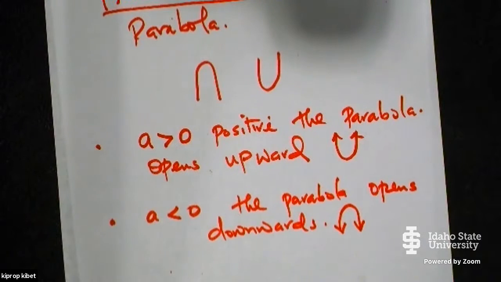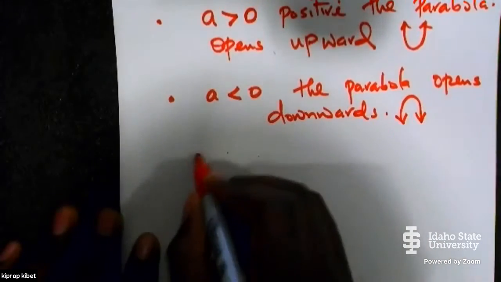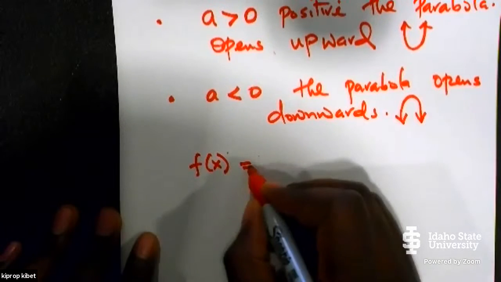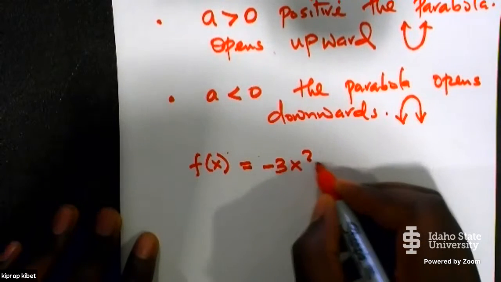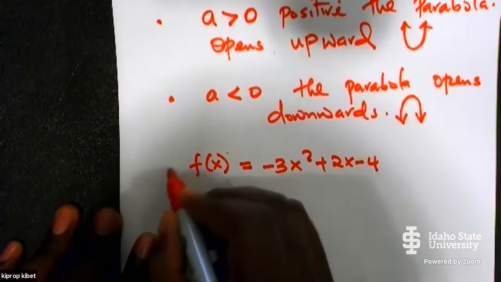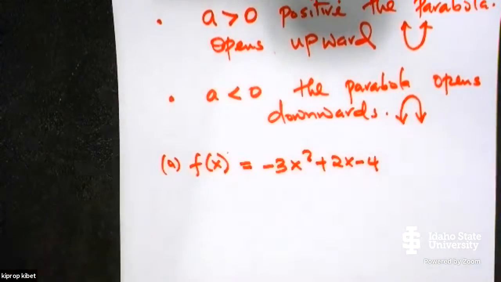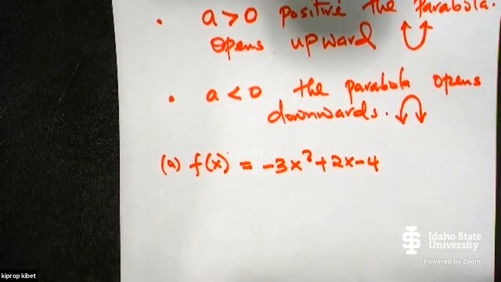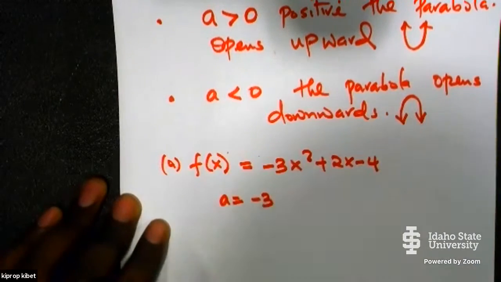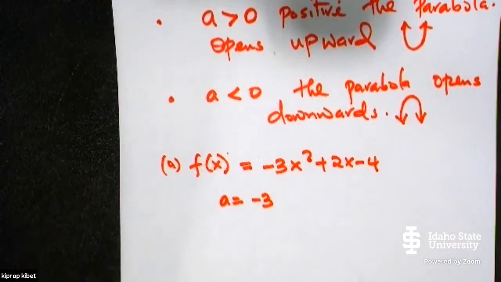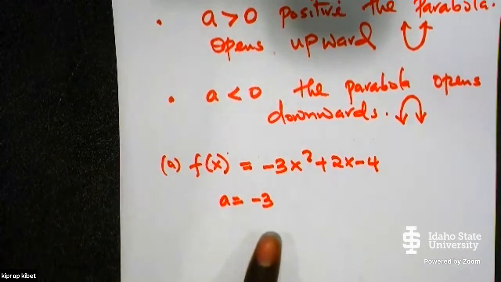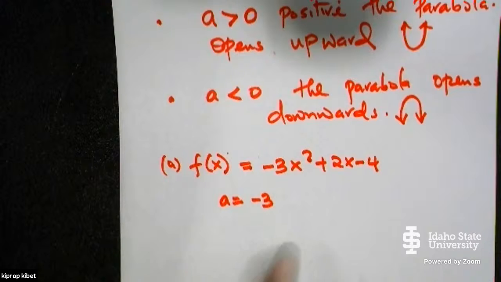For example, if you're given a function f of x equals minus 3x squared plus 2x minus 4, then as we can see from this, A is equal to what? Minus 3, right? So A is equal to minus 3. So what will happen here? It will open which way? Downwards, right? So it will face down.